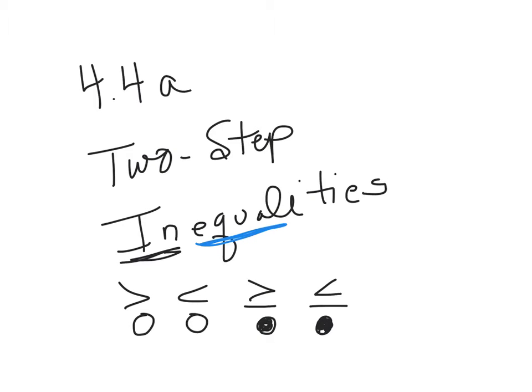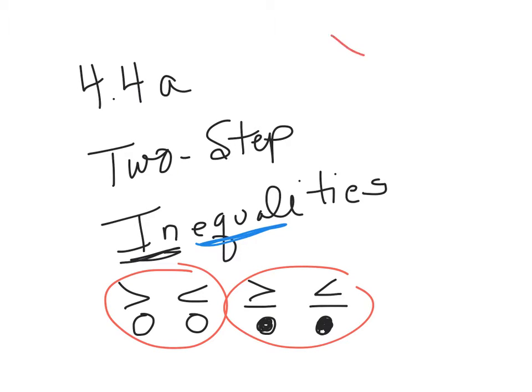Okay, this is 4.4a, two-step inequalities homework. And if you notice my little drawings here, that symbol would have an open circle. This symbol would have an open circle. This symbol has two steps to it, so that's 1, 2 steps, where that's a closed circle. 1, 2 is a closed circle. So it's just a way to remember those.